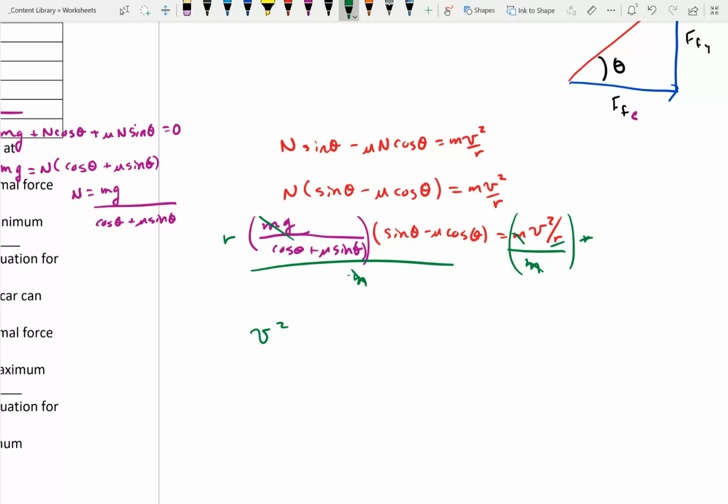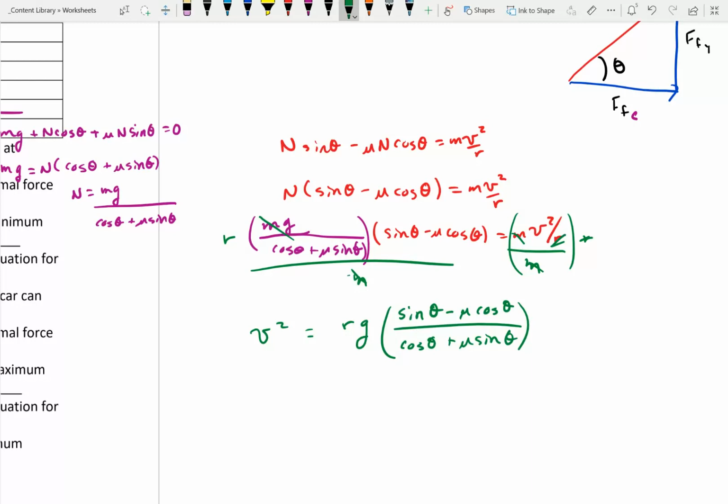v squared equals rg times sine theta minus mu cosine theta over cosine theta plus mu sine theta. So I have an equation for my speed.